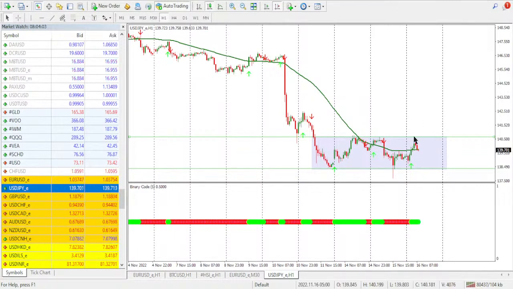Or if the price hits this upper line but does not close above it, then this will give us a good place to look for a sell from. We are expecting that the sellers will push price downwards back towards this trend line here.